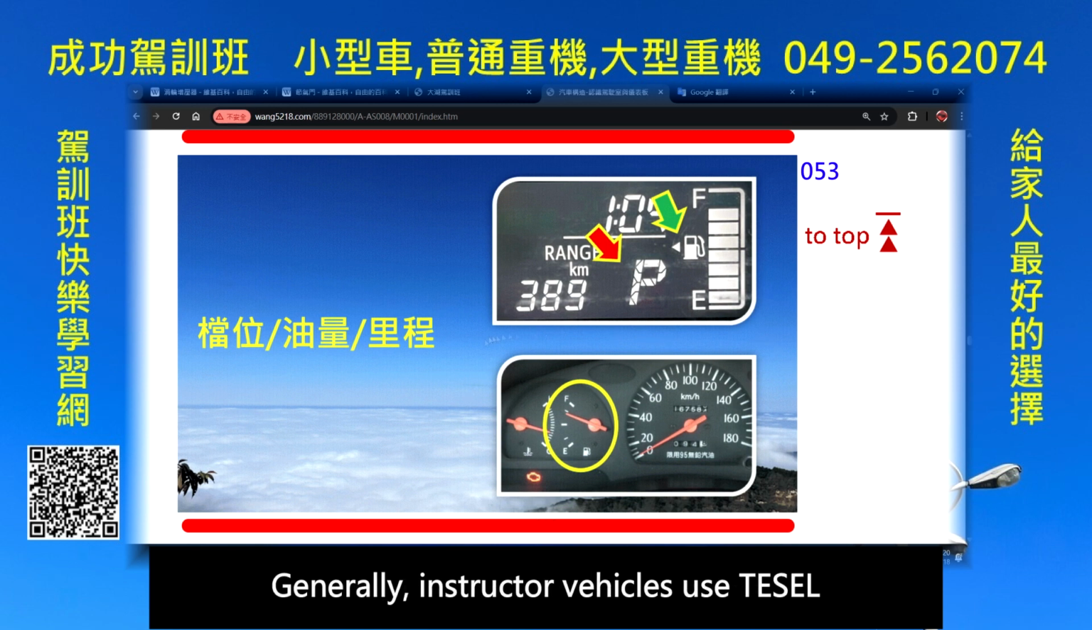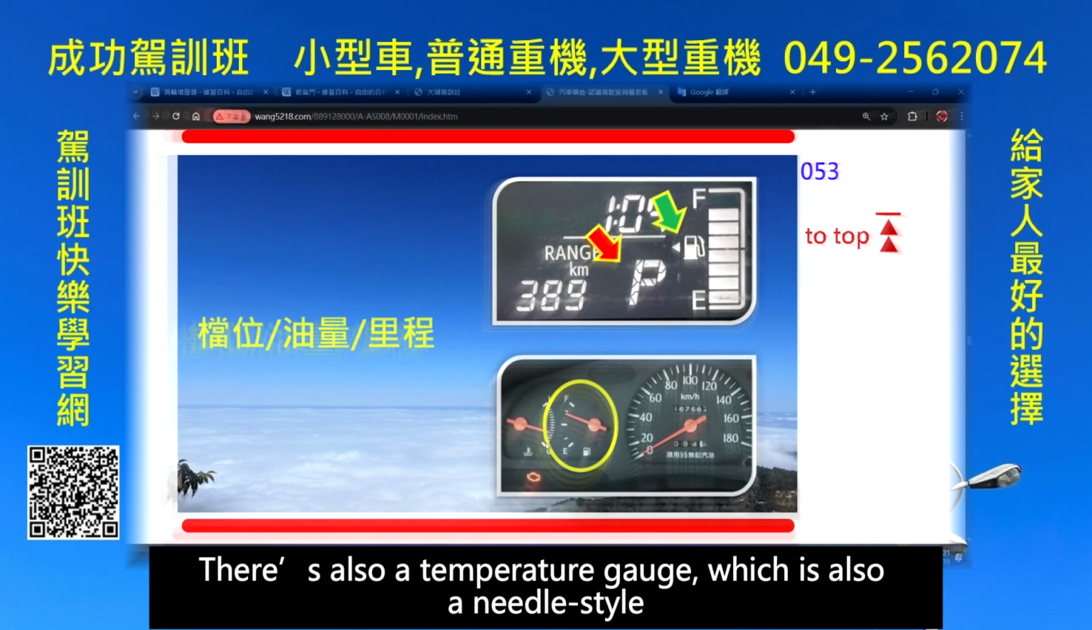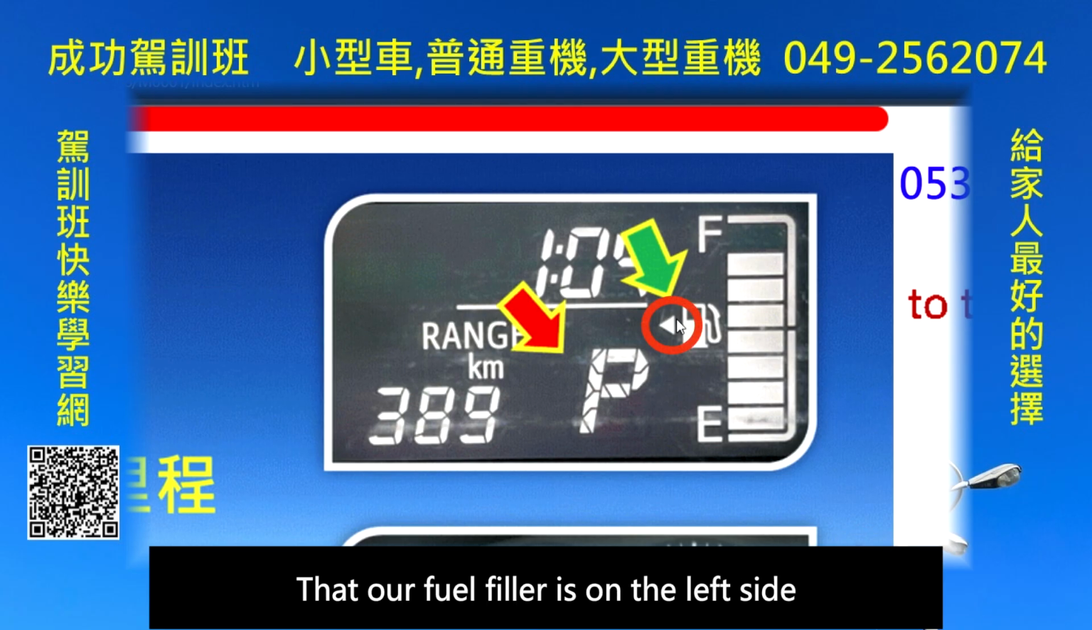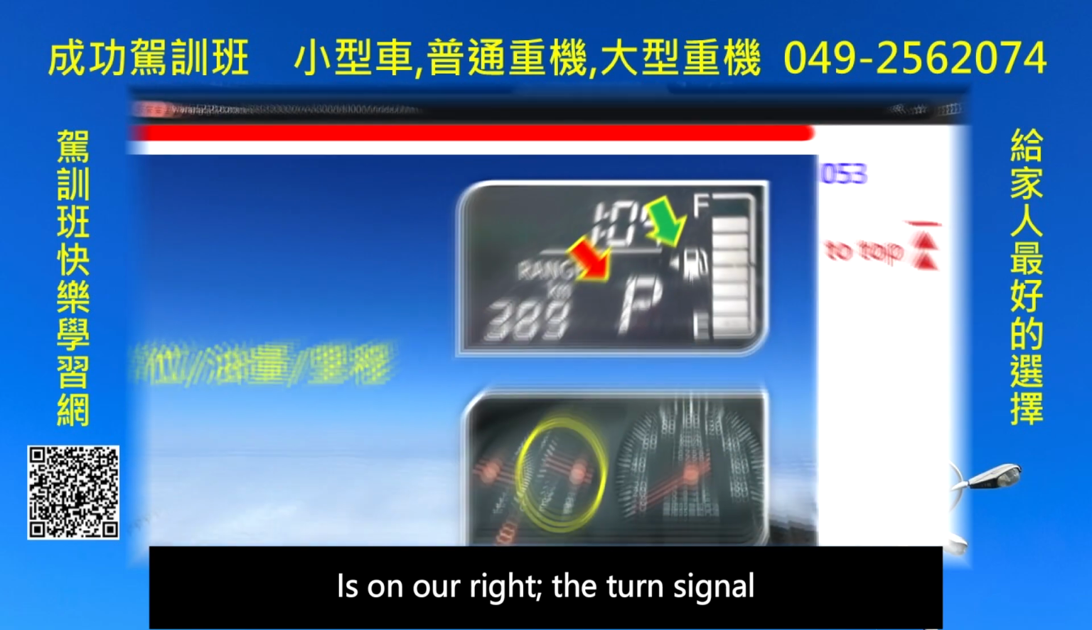Generally, instructor vehicles use diesel. The fuel gauge is needle style. There's also a temperature gauge, which is also a needle style. There's a small triangle beside it. What does this triangle tell us? That our fuel filler is on the left side. If this small triangle is on our right, it indicates that this car's fuel filler is on our right.